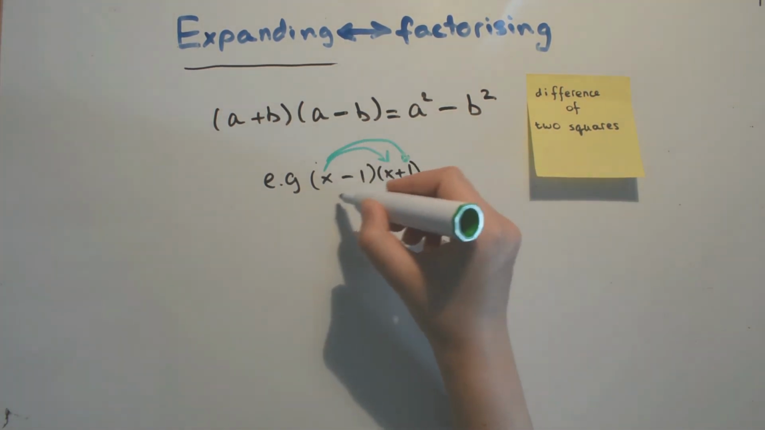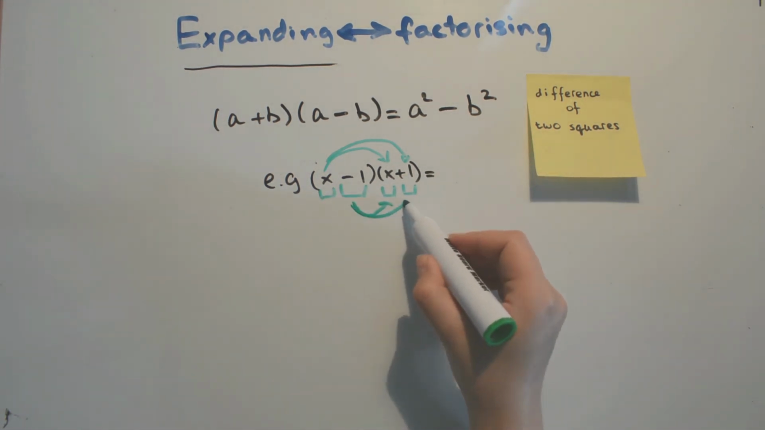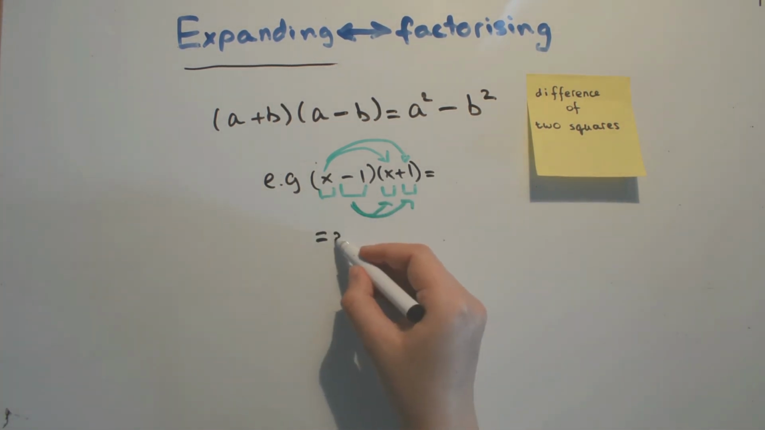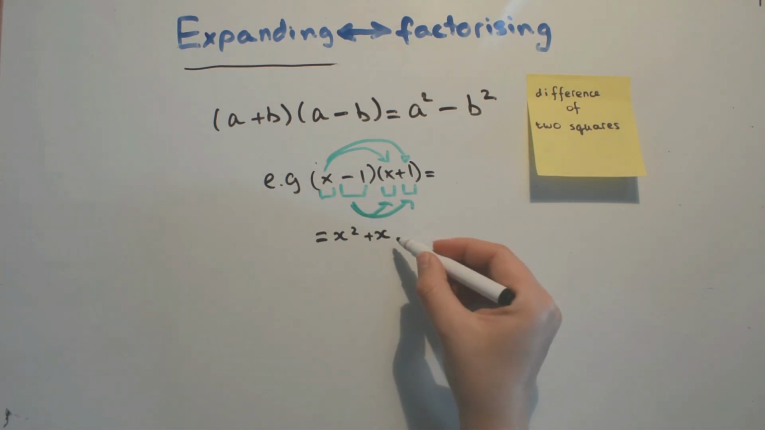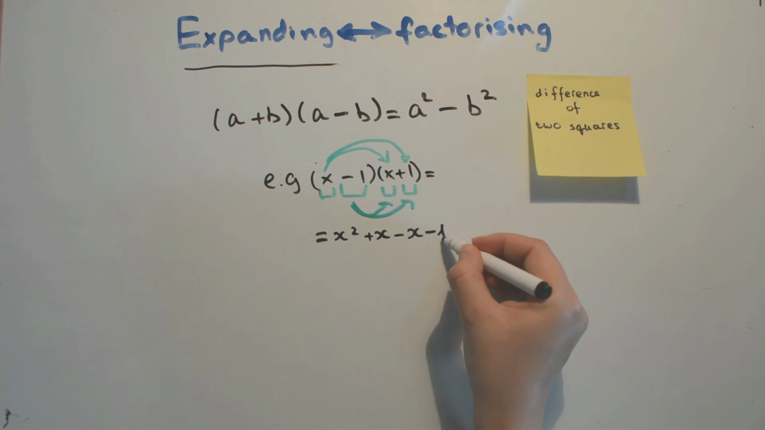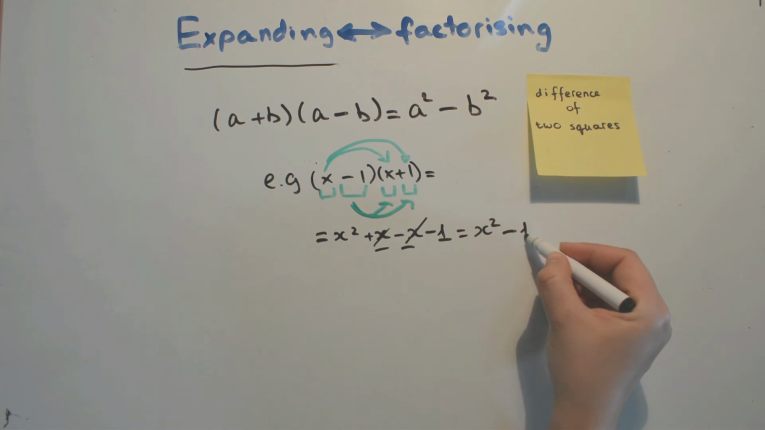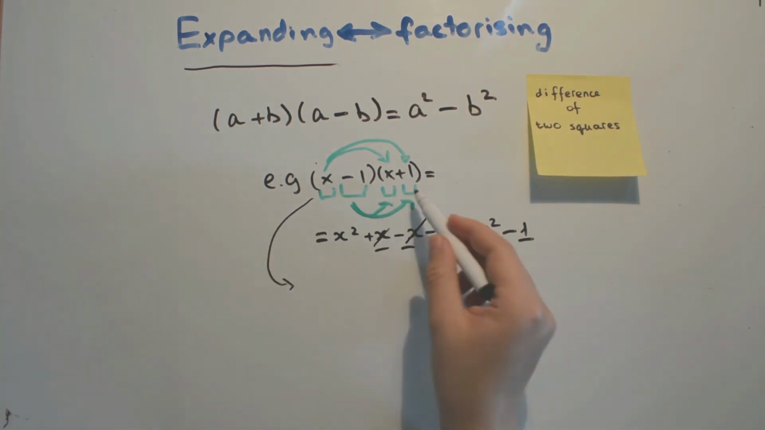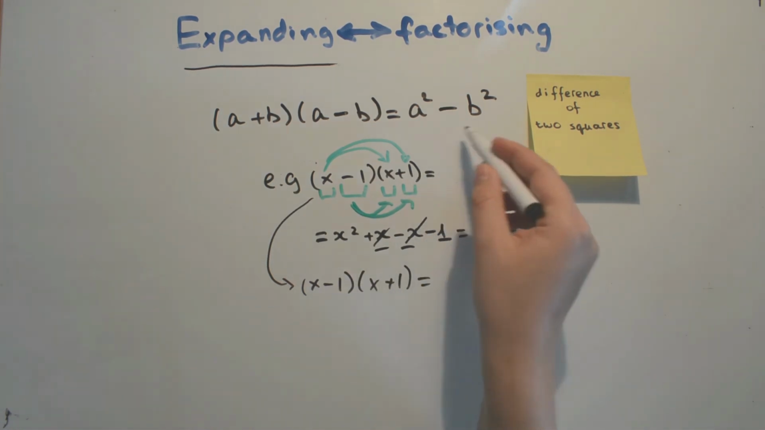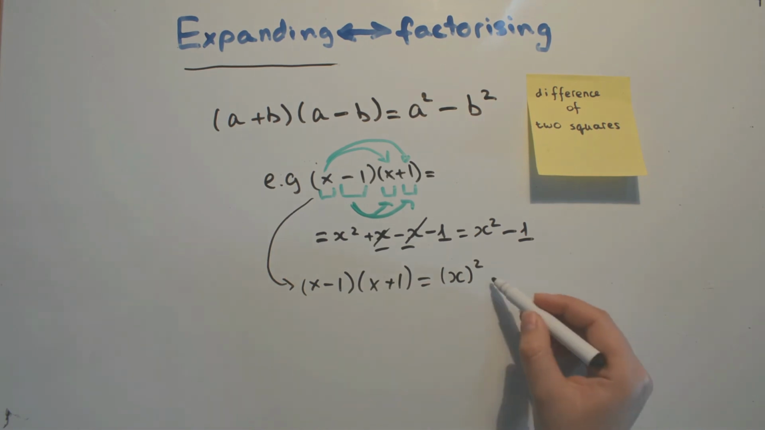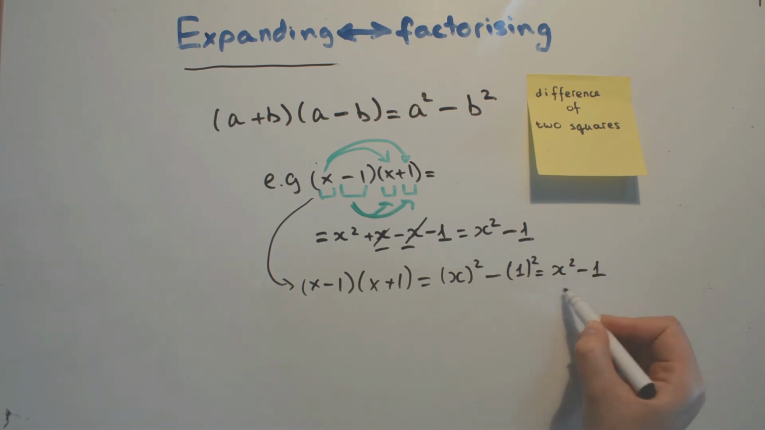Okay, our example is x minus 1 and times x plus 1. So first of all, I'm gonna expand it just like before. Okay, so we'll get x squared plus x, and then I'm timesing minus 1 by second bracket, so it's minus x minus 1. Simplify it and you'll just get x squared minus 1. And now I'm gonna use the formula which says a squared minus b squared. So our a is x, we get x squared minus, and then b is 1, so it's 1 squared, and we get x squared minus 1. Exactly the same.